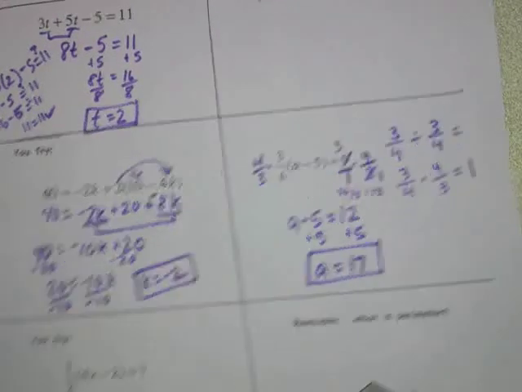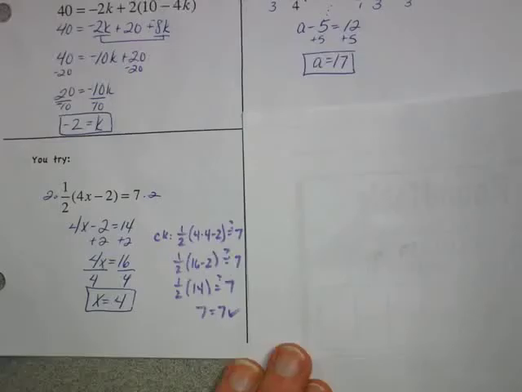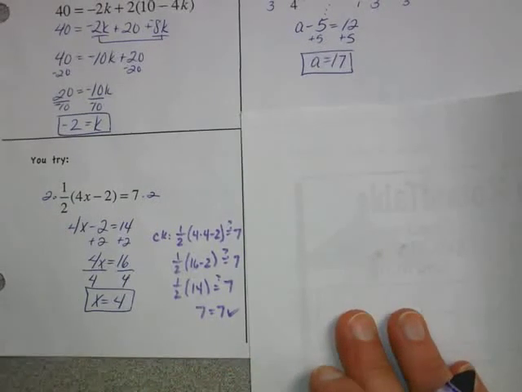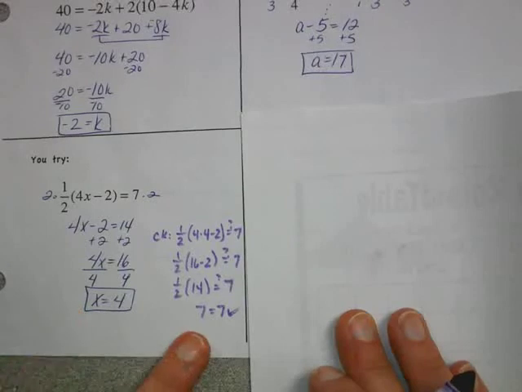Okay, so I want you to do this one right here. You're going to pause the video, and then you're also going to show your check. So go ahead and do that right now. Okay, so this one ended up being 4. I multiplied by 1/2 reciprocal, which is 2. So I'm really just multiplying both sides by 2. I get my two-step equation, x is 4, and then remember I said to show your check. It works out perfectly, 7 equals 7.